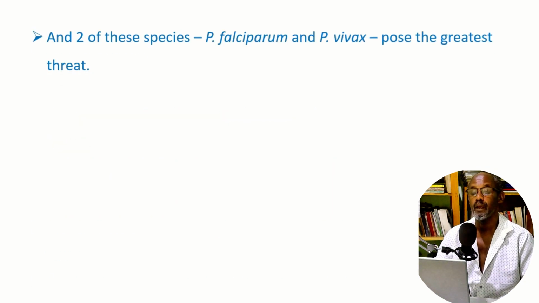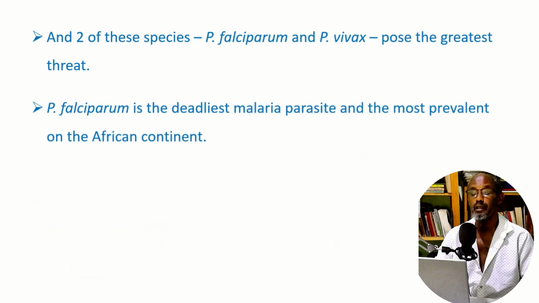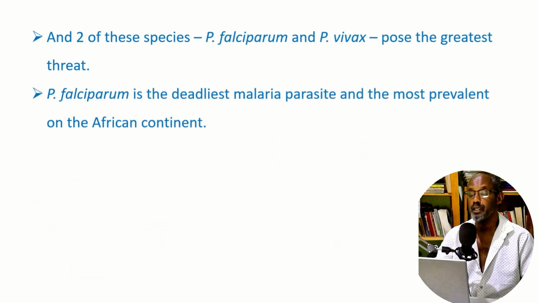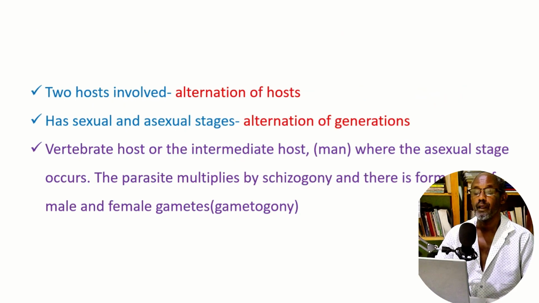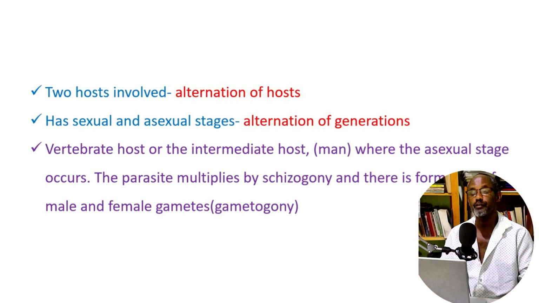You can see here. And 2 of these species, Plasmodium falciparum and Plasmodium vivax, pose the greatest threat around the world. P. falciparum is the deadliest malaria parasite and the most prevalent on the African continent. It has killed millions of people in sub-Saharan Africa. Plasmodium vivax is the dominant malaria parasite in most countries outside of sub-Saharan Africa. Again, let's come to the reproduction.